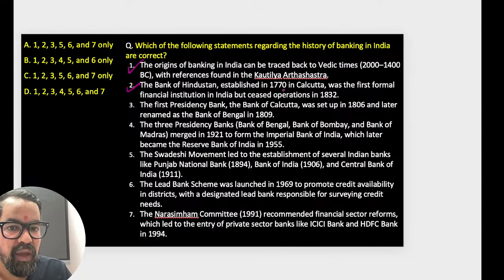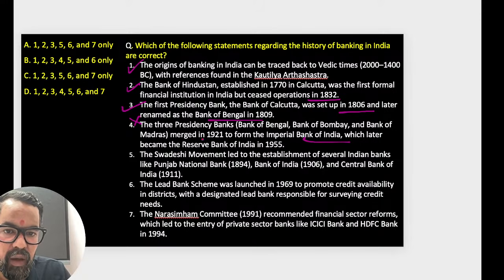Bank of Hindustan was established in 1770 in Calcutta and it ceased operations in 1932. The first presidency bank was Bank of Calcutta in 1806 and later renamed as Bank of Bengal. So here we have the three presidency banks: Bank of Bengal, Madras and Bombay. Bombay in place of Kolkata should have been there, I guess. In 1921 they formed the Imperial Bank, which later became the State Bank of India, sorry, this is wrong.